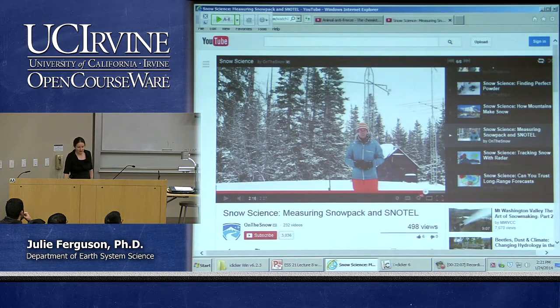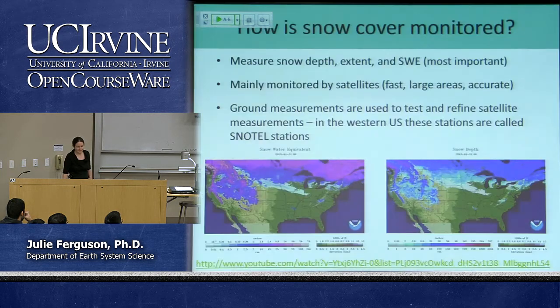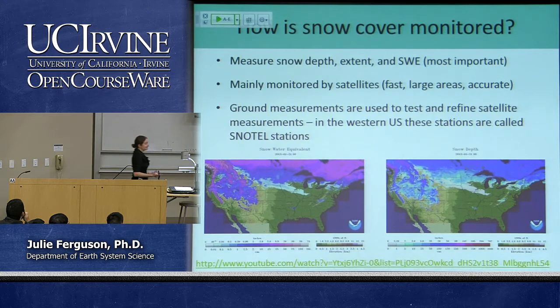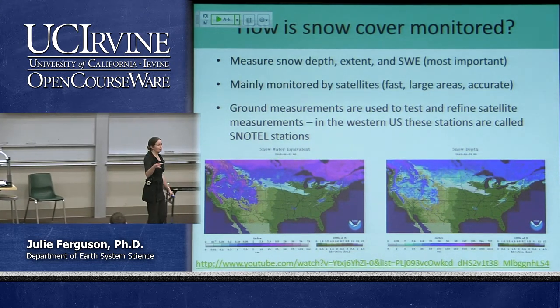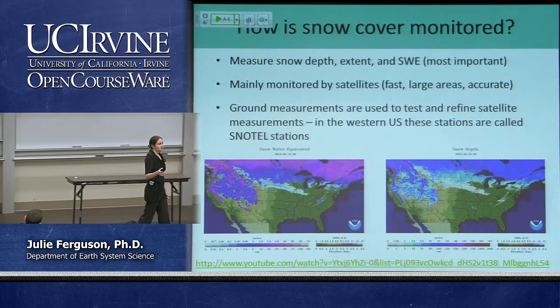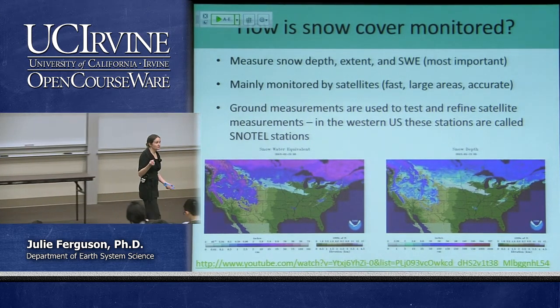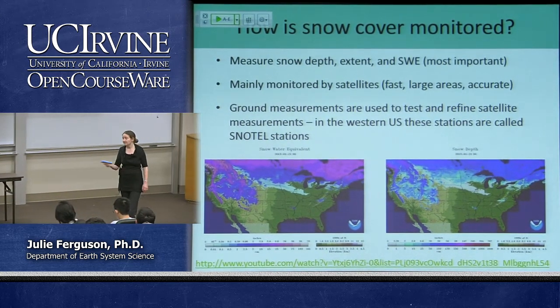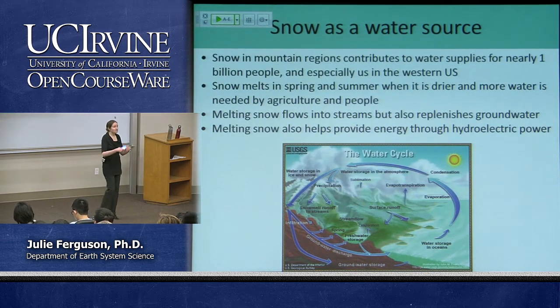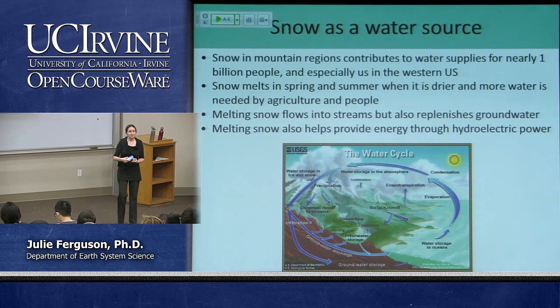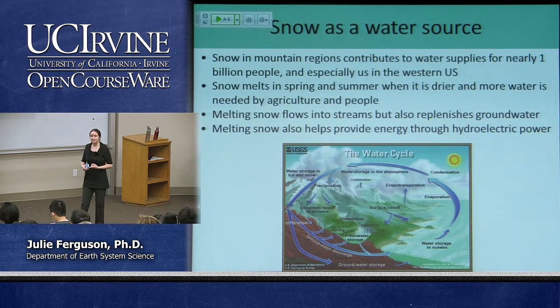So if you're ever wandering around up in the Sierras and you come across these, this is how we monitor our snow. And why we put all of this technology and effort and money into doing this is because it's so important for our water resources, as he said there. Snow in mountain regions, not just in the US but around the world, contributes to water supplies for over 1 billion people. So we do want to know what's up there.